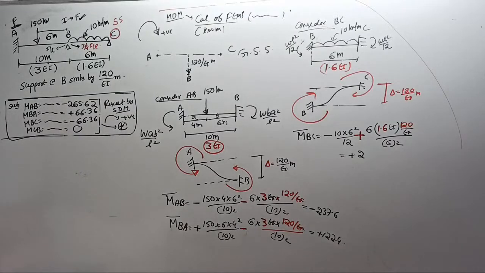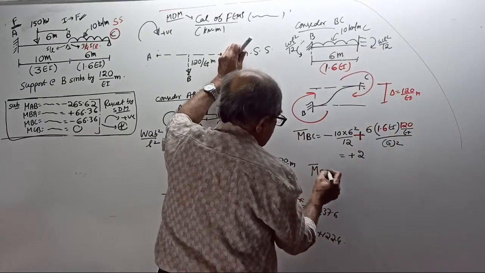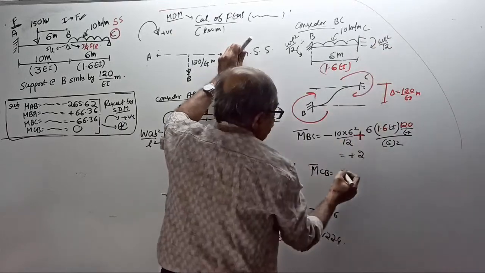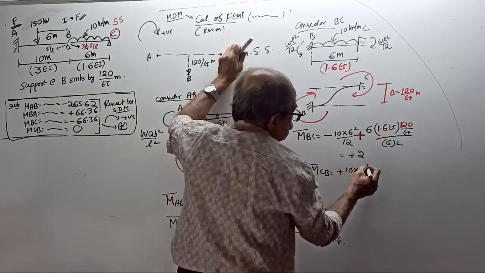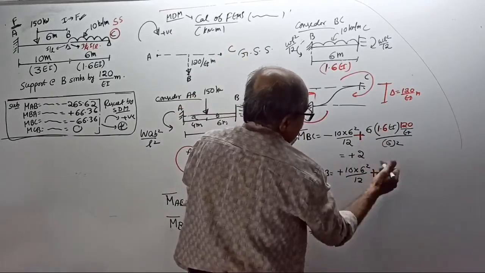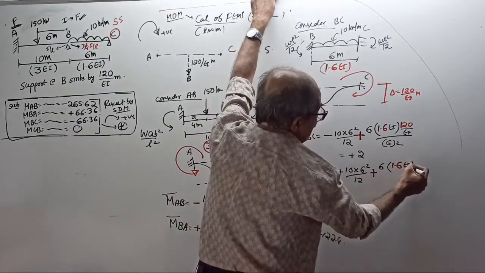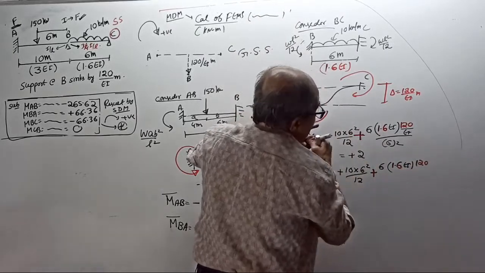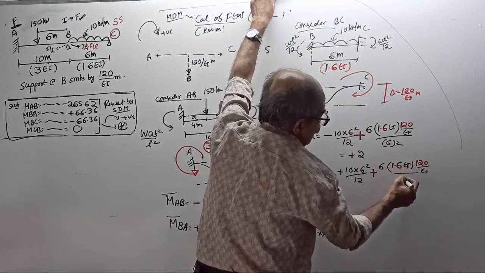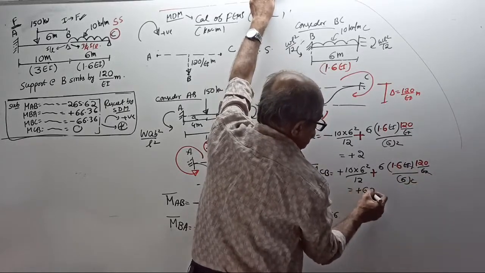If it is over, another 5-10 minutes, the question is over. Plus 2. Okay, now lastly, M bar CB. M bar CB is clockwise, plus 10 into 6 square by 12. But this is also clockwise, plus 6 into EI is there, 1.6, don't forget, EI into 120 by EI by 6 square. EI cancels. It will come plus 62.